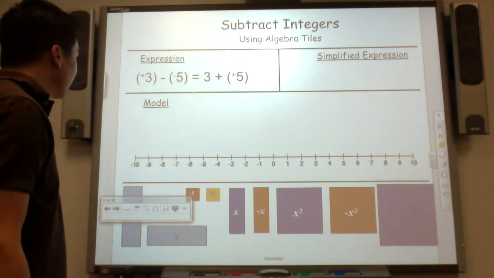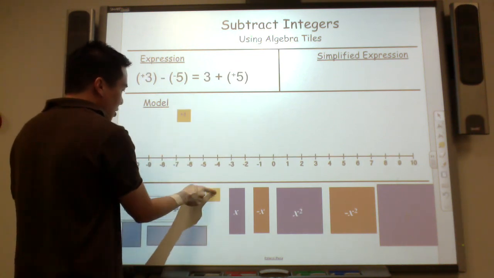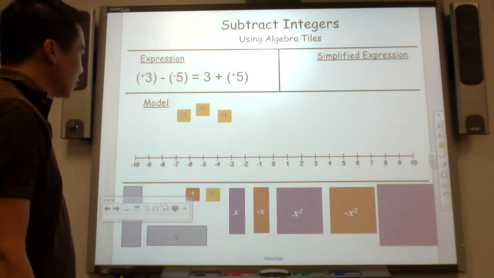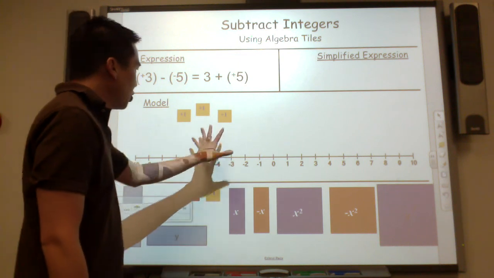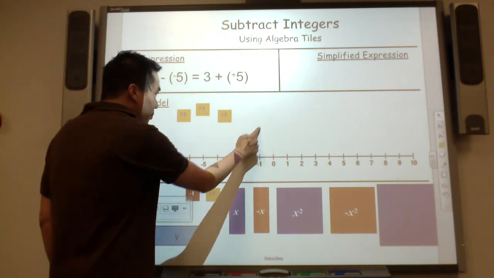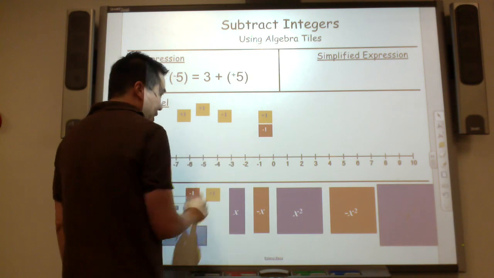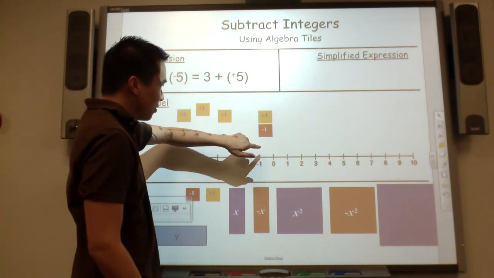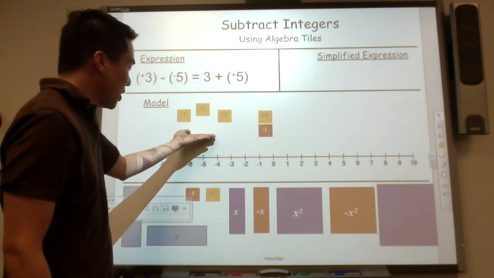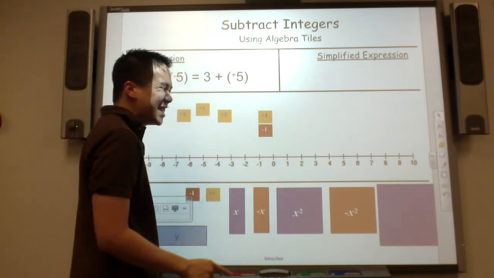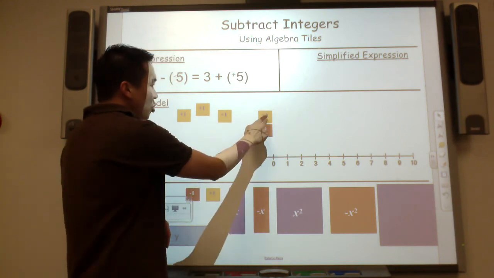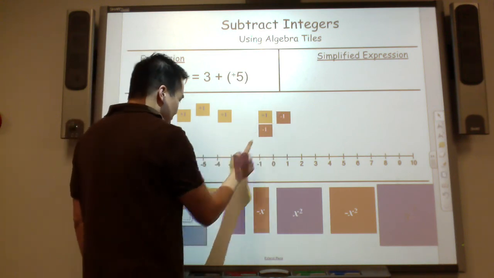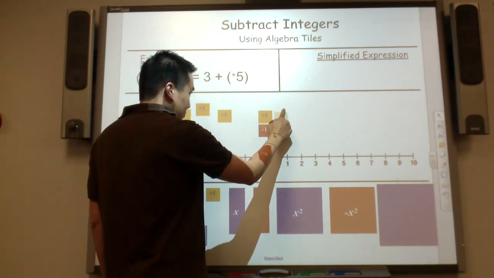Let's try our next example. You have 3 positives. 1, 2, 3. You're going to take away 5 negatives. Oh no, there are no negatives to take away from here. However, if I put this one, this is a negative with a positive. Is this still going to be 3 positive right here? Because remember, this is called a zero pair. They cancel out. So even though I put a positive and negative, it's as if I didn't put anything.